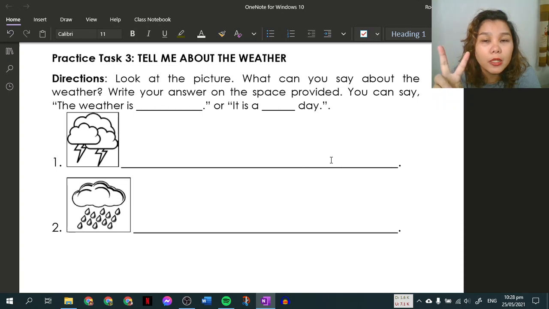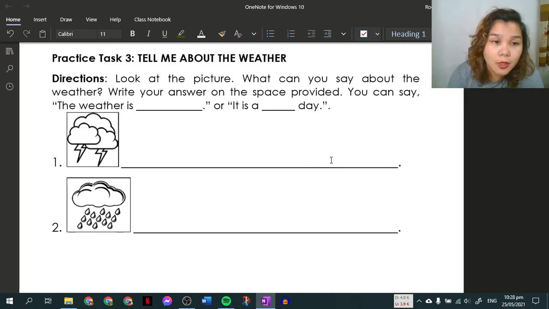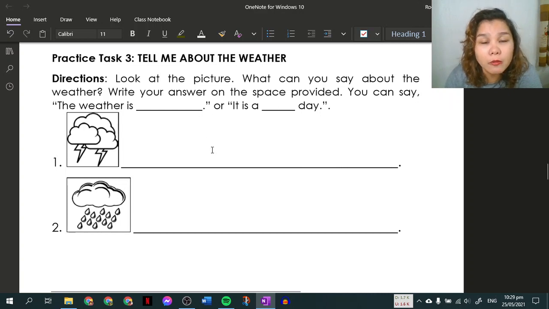So you have only 2 sentences to choose from, and then in the blank, you are to tell what kind of weather. When you tell that kind of weather, you are already giving a describing word. Okay, so you look at the weather symbol, so that will be your basis on what kind of weather it is. So after this practice task 3, I hope you won't forget this, because we will also have a topic in science similar to this.